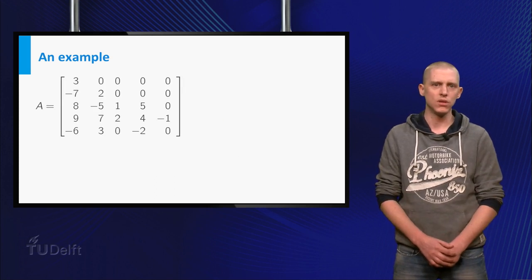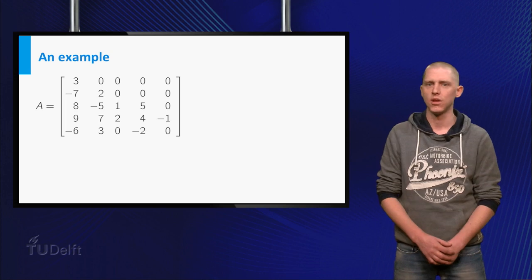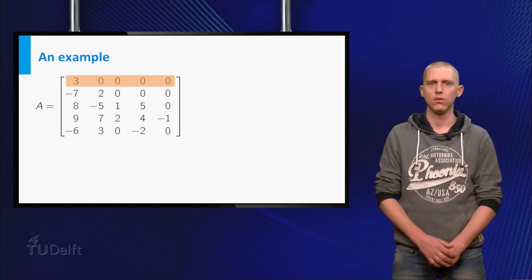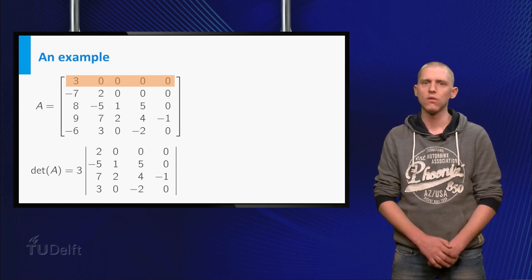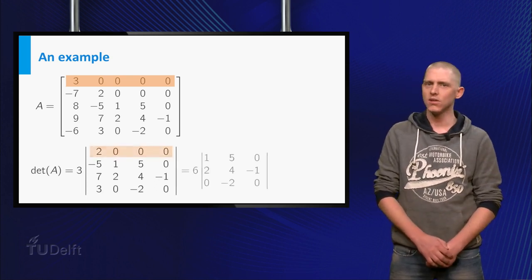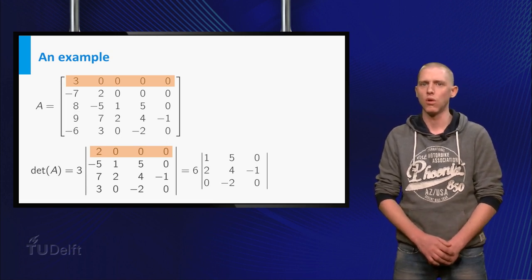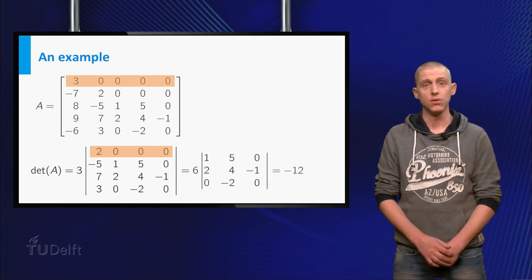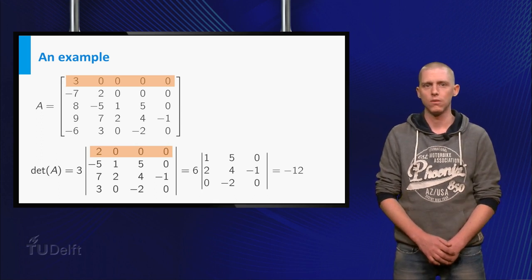Now you can compute the determinant of a larger matrix. For instance, the shown 5 by 5 matrix. The cofactor expansion over the first row gives 5 terms, of which 4 will be 0, so we will skip those. You get 3 times the determinant of one 4 by 4 matrix, and then by doing another cofactor expansion, 6 times the determinant of one 3 by 3 matrix. This last determinant was minus 2, so the determinant becomes 6 times minus 2, which is minus 12.